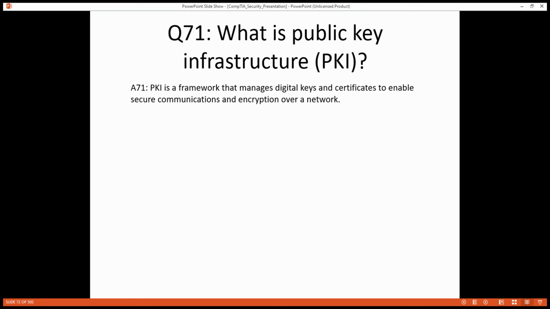Q71. What is public key infrastructure, PKI? A71. PKI is a framework that manages digital keys and certificates to enable secure communications and encryption over a network.